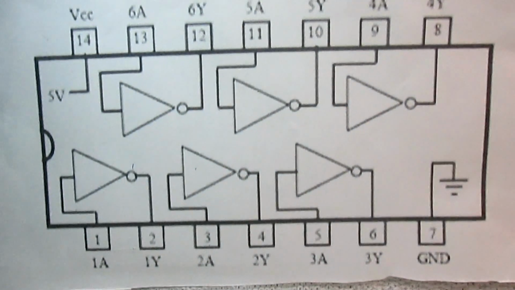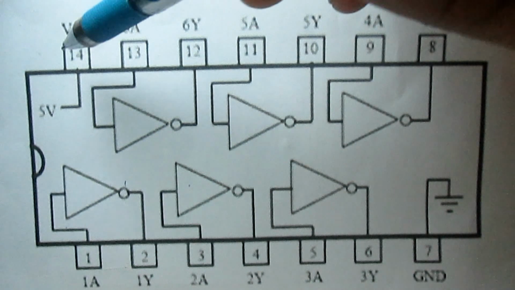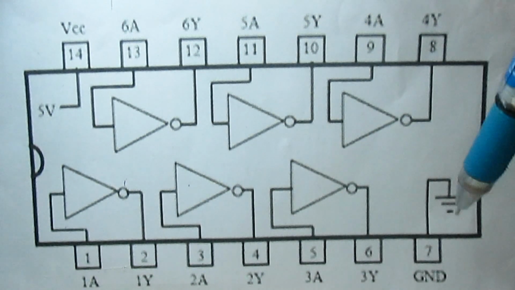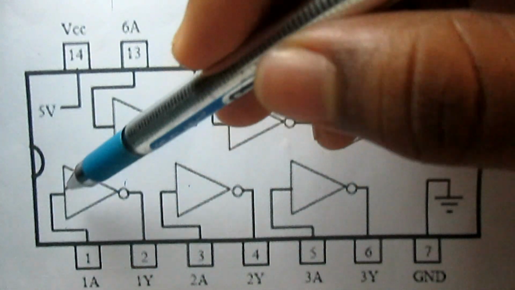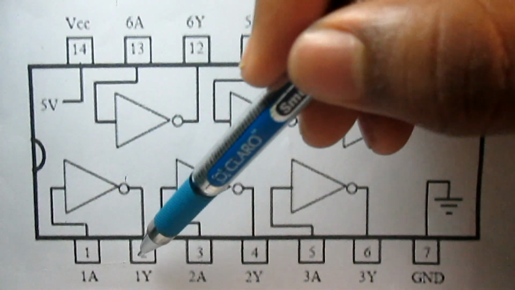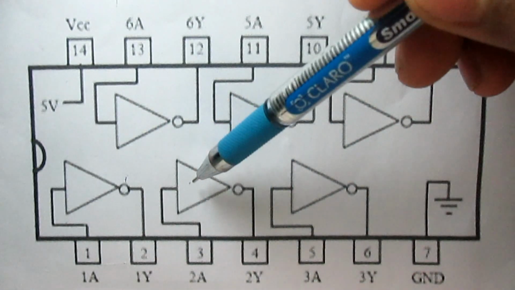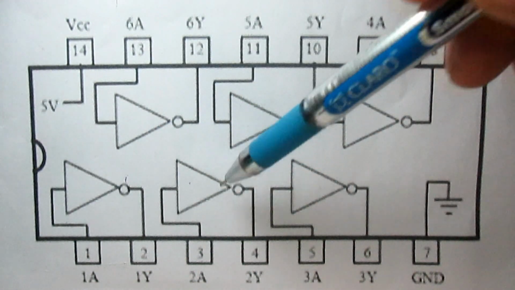This is the pin diagram of IC 7404. It has 14 pins, out of which the 14th pin and the 7th pin are 5V VCC and ground respectively. It has 6 individual NOT gates. Pin 1 is the input to the first NOT gate and second is the output from the first NOT gate. Third is the input to the second NOT gate and fourth is the output from the second NOT gate.